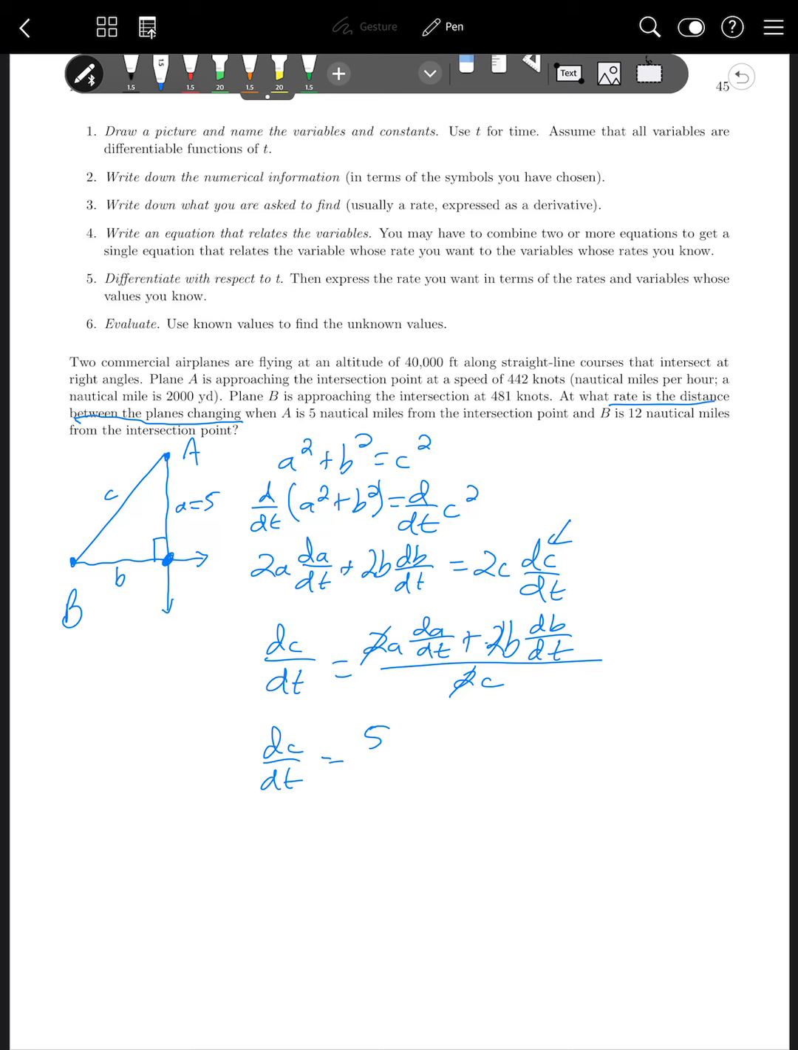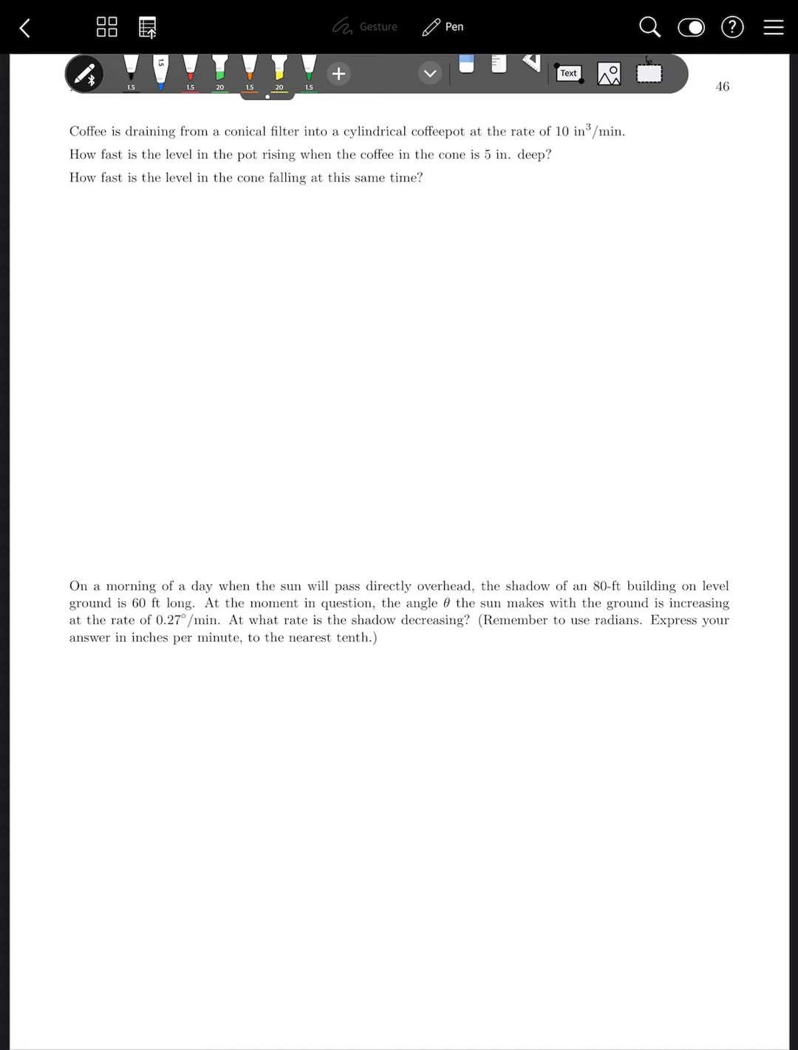Okay, so the problem says that coffee is draining from a conical filter, which is just a cone, into a cylindrical coffee pot. And so what that looks like is it looks like this. We've got a cone, and then below that, we've got a cylinder.